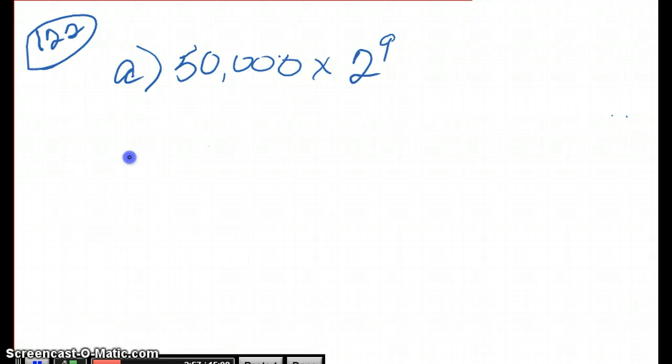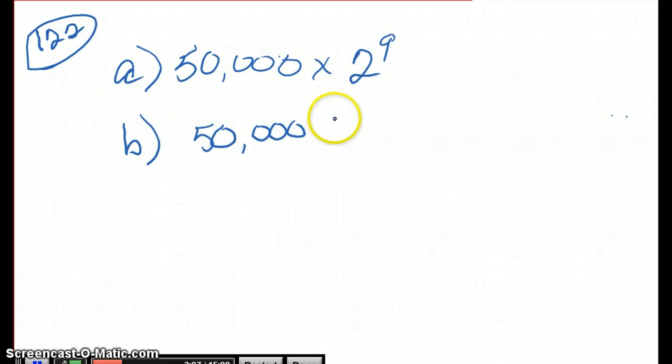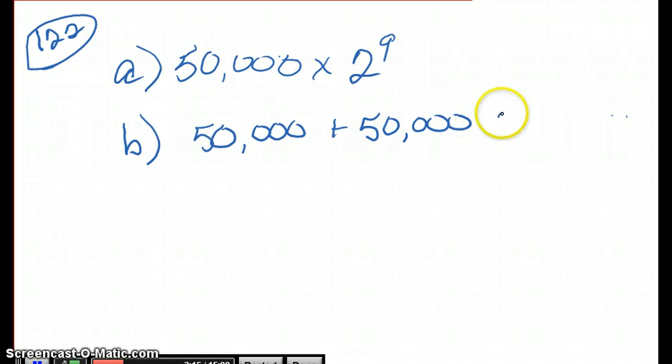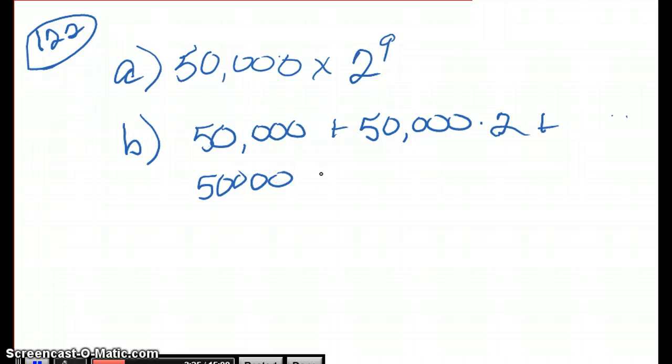And for part B, it's very, very similar to the gambling problem. You're going to start with 50,000. Then the next year, it's going to be twice 50,000. So twice 50,000 is going to be times 2. And the next one is going to be 50,000 times 2 squared.